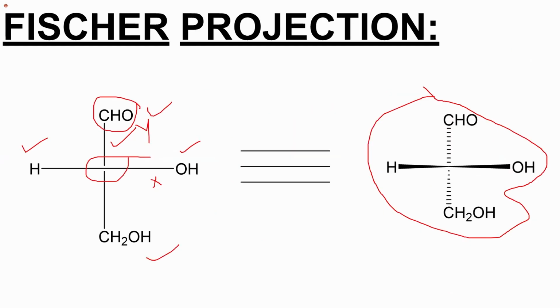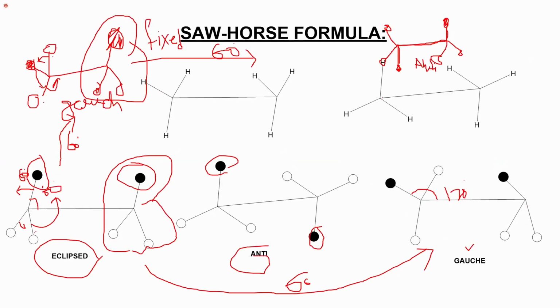Okay, now you can see the Fischer projection, with CHO and CH2OH. So this is a Fischer projection of this molecule. Now the Sawhorse formula also has three types: eclipse, anti, and gauche. From eclipse to gauche is a 60-degree rotation, and with another 60-degree rotation, by a total of 180-degree rotation, you will get the anti isomer. Okay, this is called the anti isomer.